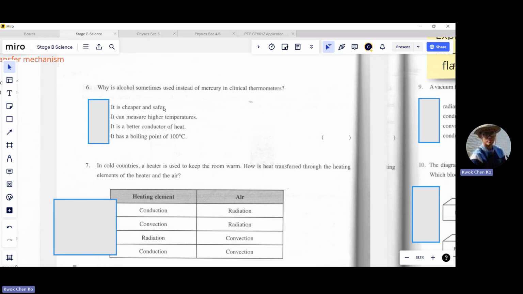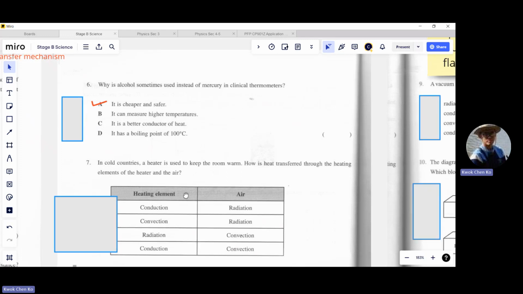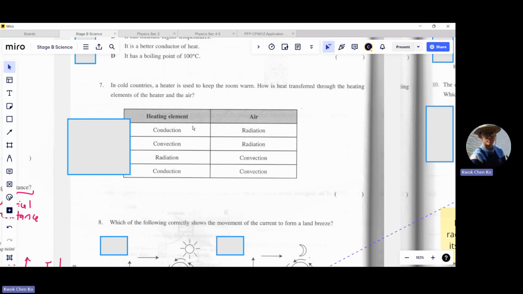Okay, come. Ashton, you better know this one. Why is alcohol sometimes used instead of mercury in clinical thermometers? Because it is cheaper and safer. Mercury is toxic. It can kill you, even with contact. If your skin touches it, it also gives you a reaction. You get poison.